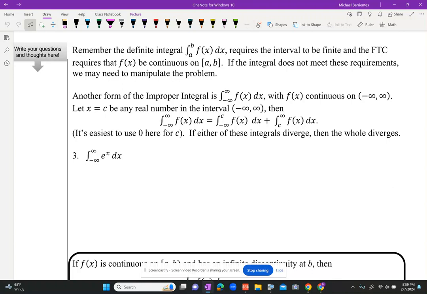Before we go on, I want to remind ourselves that whenever we were doing the definite integral, we had two requirements that we had to meet. The interval had to be finite. So from a to b, we had to have a finite interval because we're finding the area between a starting point and an ending point. And then the fundamental theorem of calculus said f had to be continuous if I was going to use the fundamental theorem. And so if the integral doesn't meet those requirements, this is why we're manipulating the situation here, where we have to rewrite it somehow.